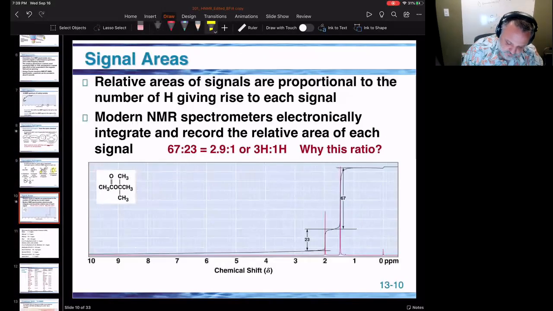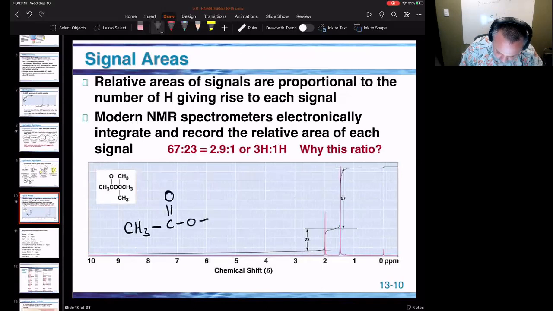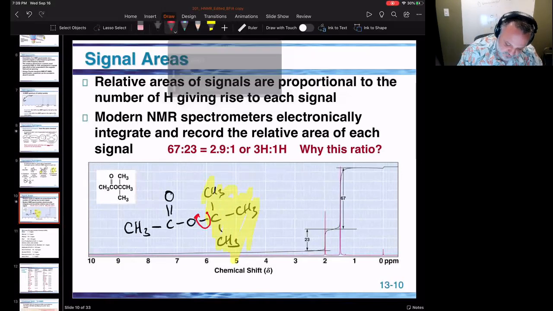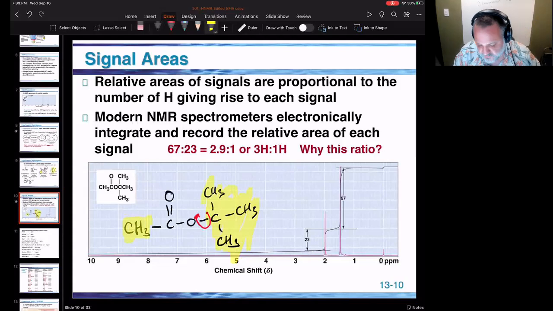Here is a molecule. I'm going to draw it out just a little bit more specifically. CH3, C double bond O, O, C, CH3, CH3, CH3. These hydrogens are all in the same chemical environment because there's free rotation around that single bond, that averages them all out. These hydrogens are in a completely different chemical environment. So there's two signals here. Again, take a look.